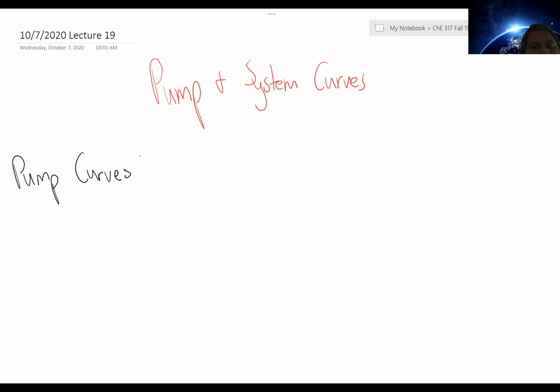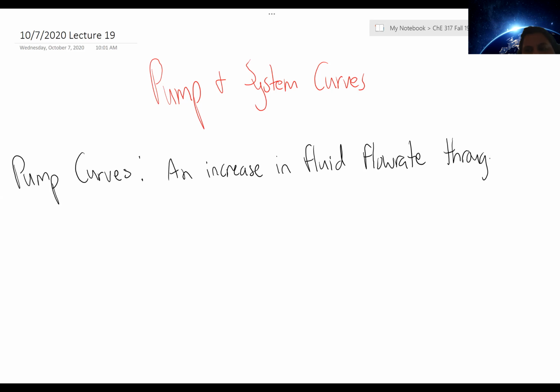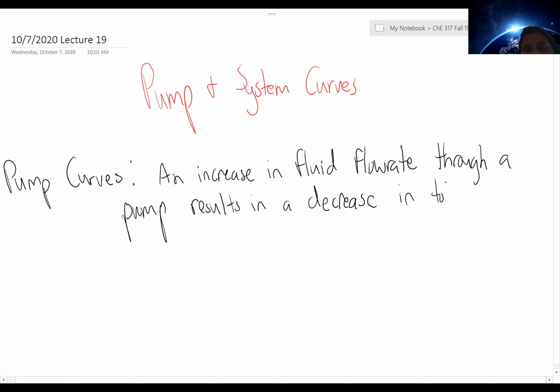So in general, when I consider how a pump delivers head to a fluid, I can state that an increase in fluid flow rate through a pump results in a decrease in total head applied to a fluid. Meaning if you move the fluid faster through the pump, it delivers less pressure or head to that fluid.